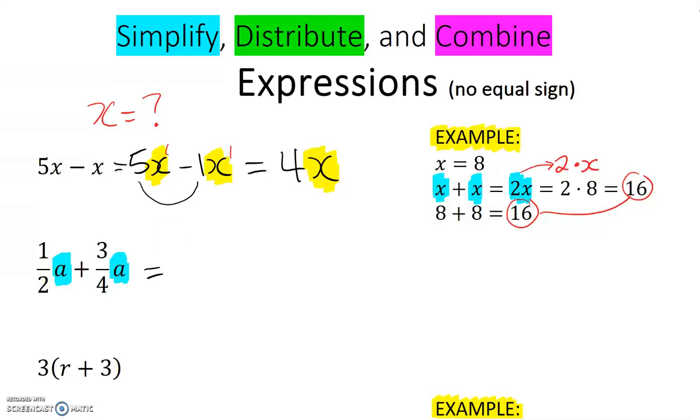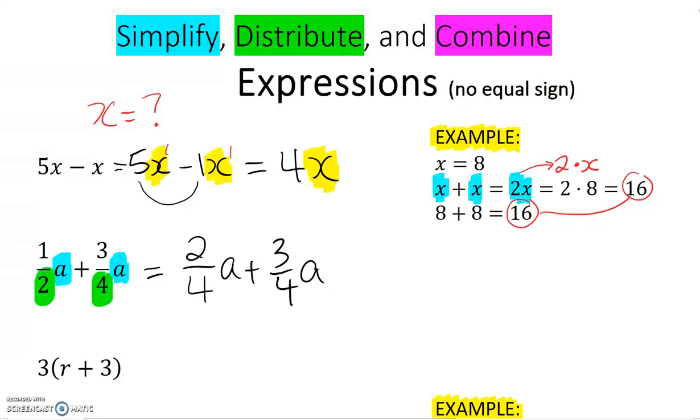Now, we need common denominators. Right now, our denominators are different, so we're just going to change these. So we want a 4. So 2 times 2 is 4. 1 times 2 is, of course, 2. We have our variable. And now that we have common denominators, we can simply add the numbers. So 2/4 plus 3/4 is 5/4. And we have A. Very, very important: you are only adding variables that are exactly the same.